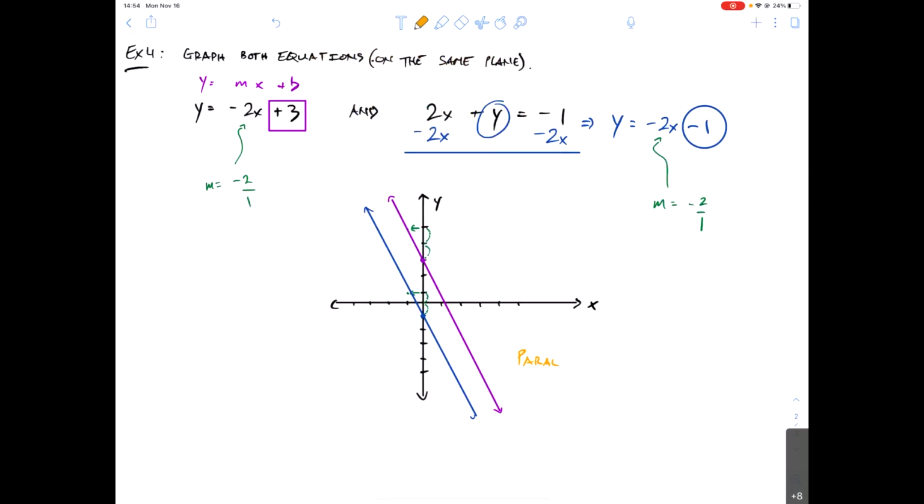So if you remember that from your algebra days, it's because they have the same slope. See, it's this right here and this right here. It allows you to go, oh yeah, same slope. Same slope implies parallel lines.